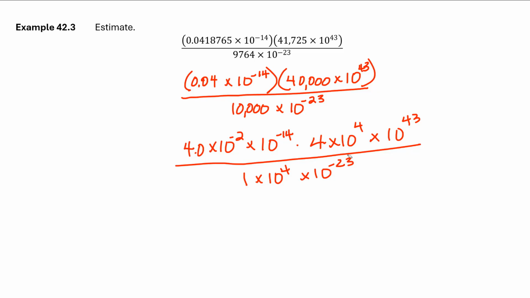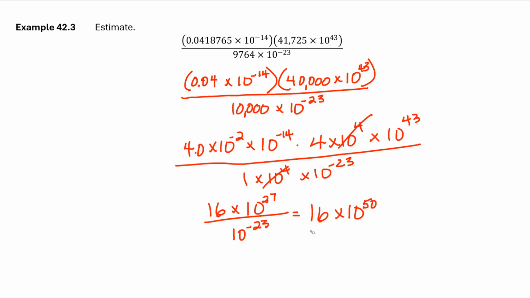All right, so you can notice that you do have a 10 to the 4th on the bottom and a 10 to the 4th on the top. I didn't notice that on the last one, but we had some common factors we could have canceled. All right, so after we do that, we have 4 times 4, which is 16. So 16 times, on the top, we have negative 2 minus 14 is negative 16, plus 43 is 27, so 10 to the 27. And then on the bottom, we just have 10 to the negative 23. This is going to be 16 times 10 to the 50th.